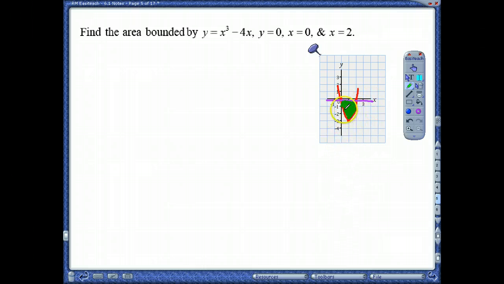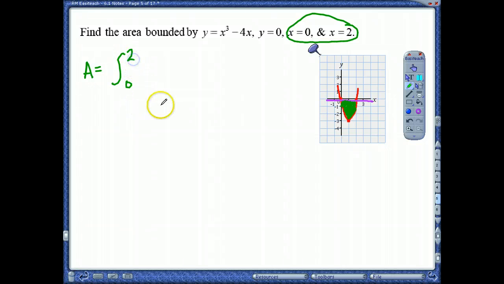So I'm looking for this area right here. We know that this function, x cubed minus 4x, continues on, but once again, they are zeroing us in on just that interval. So when I go to find the area, I am going to put A equals for area. From left to right, we're going as far as 0 to 2. And then the top function is that y equals 0.